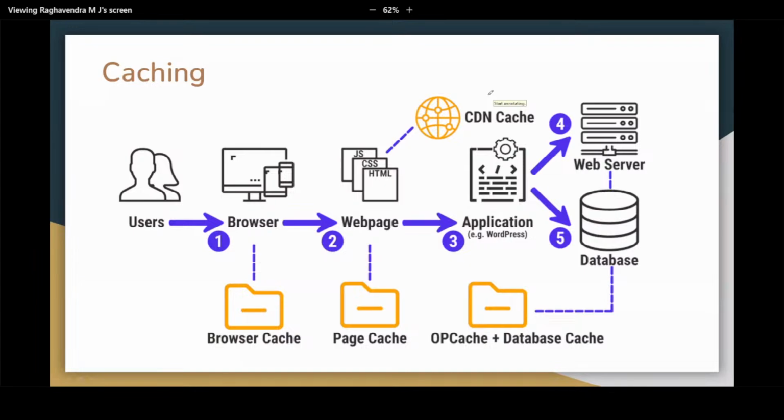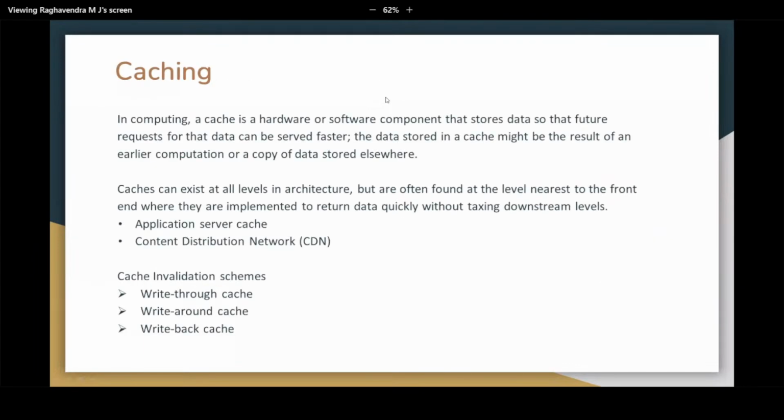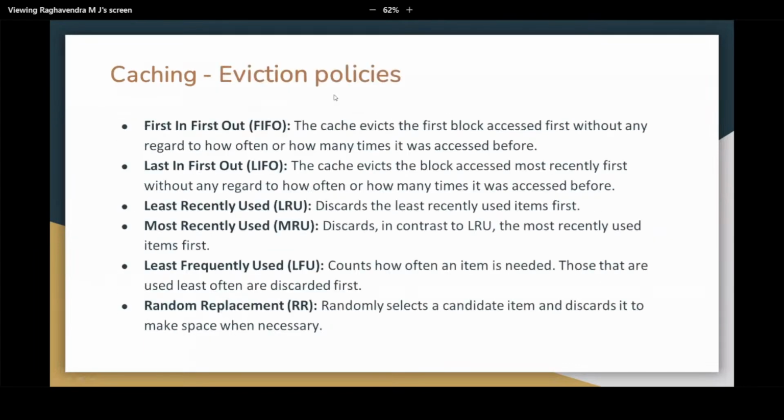So these are some of the places. This is one cache, this is second, this is third, this is fourth, this is fifth. Totally there are 5 different places where we can have cache. Let me move on. Okay, so there are eviction policies. What are eviction policies?